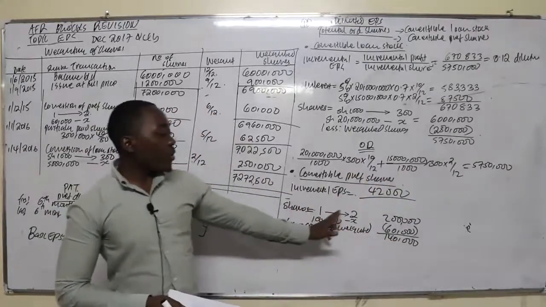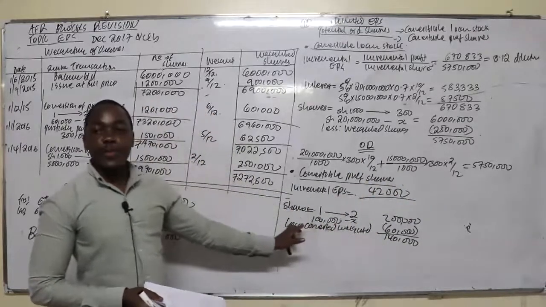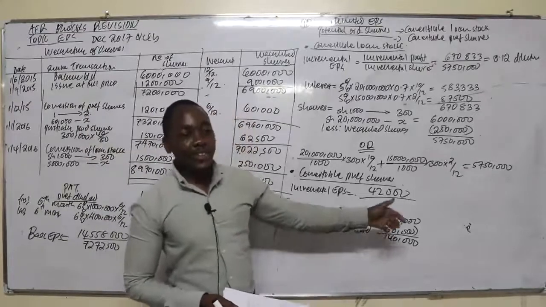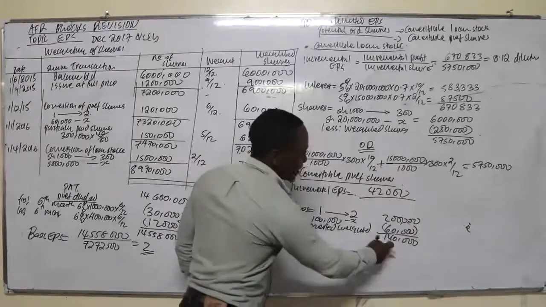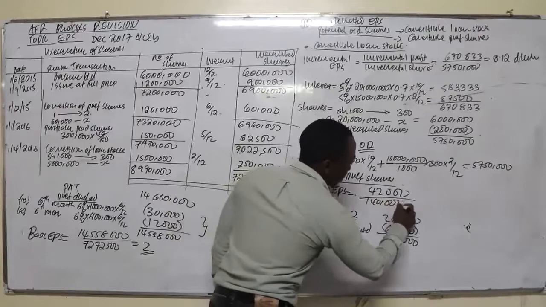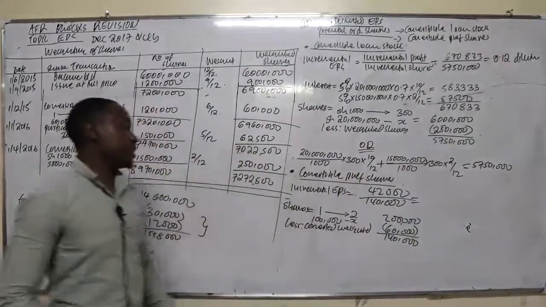For everyone you get 2, what about 40? It will be equal to how much? And then you multiply by 6 over 2. So the incremental shares will be 140. And I give you the incremental EPS.